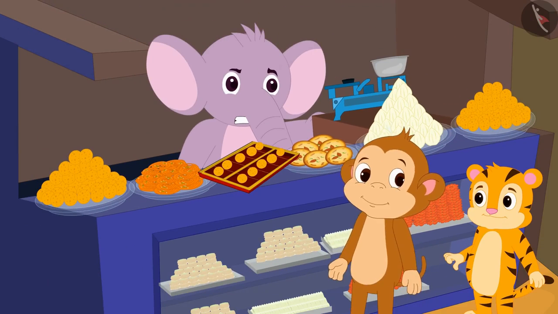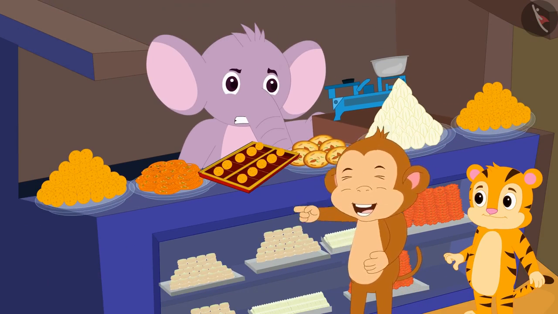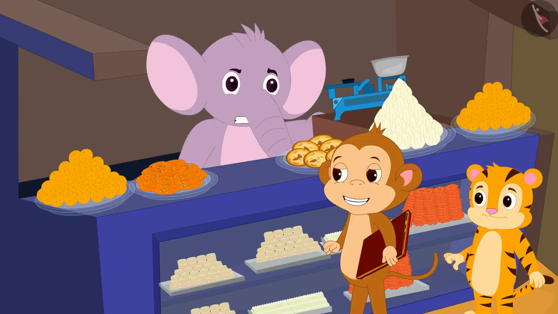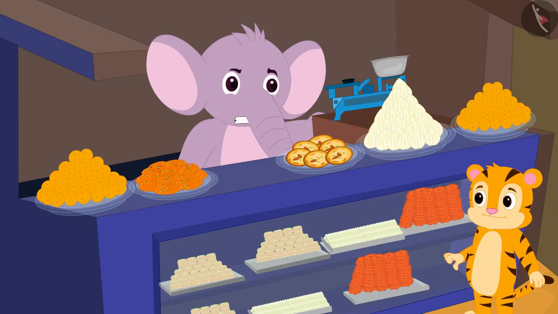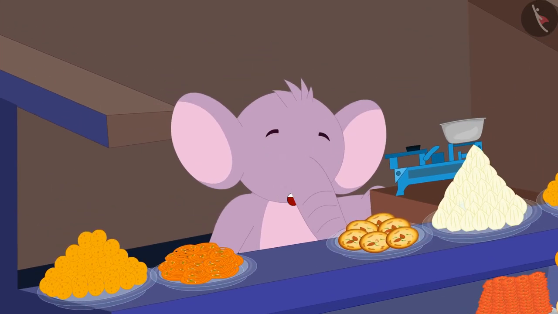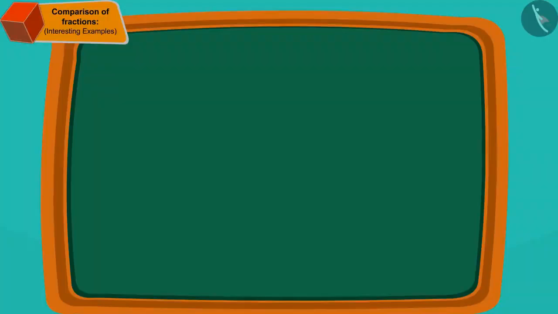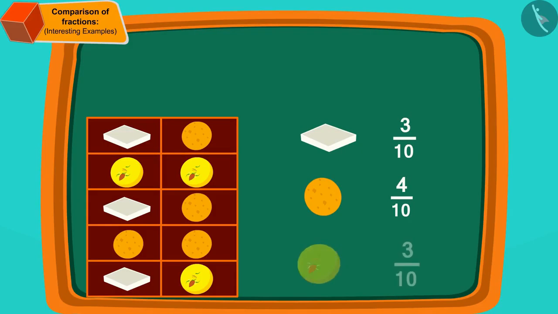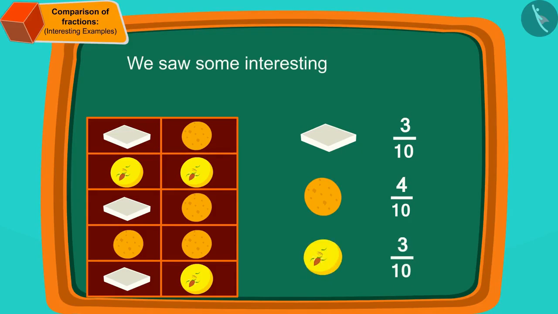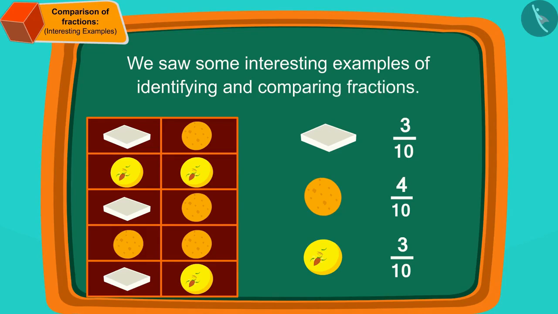Babban started laughing out loud on saying this. He immediately gave Appu the money for the laddus and ran away. Poor Appu once again succumbed to Babban's mischief. Children, in this video we saw some interesting examples of identifying and comparing fractions.